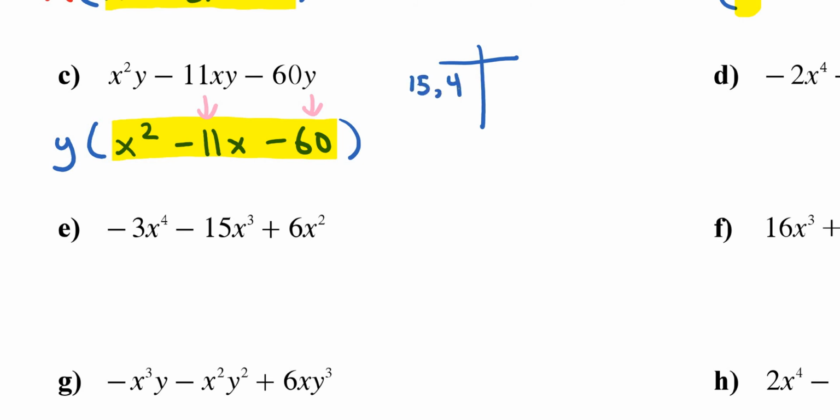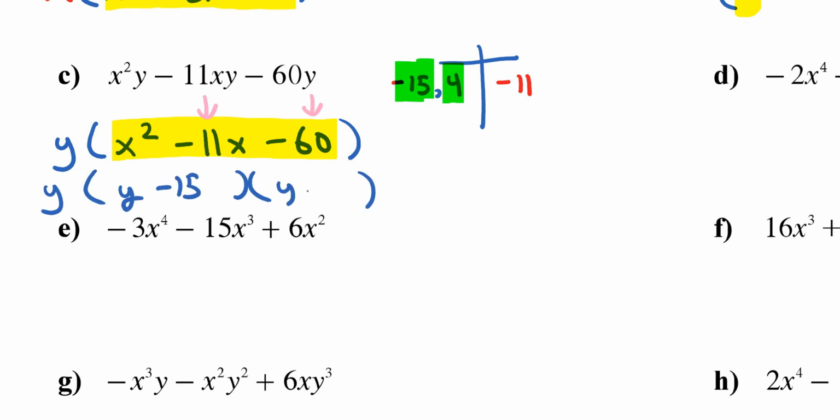15 times 4 gives me 60. And now I need to put a minus sign somewhere here. Let's put the minus sign on the 15, and that should give me negative 11, right? So negative 15 plus 4 is negative 11, and negative 15 times 4 is negative 60. So negative 15 and 4 do work. So this will be y, and then two brackets, and then y minus 15 and y plus 4.